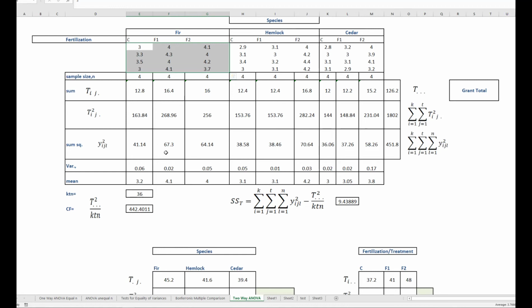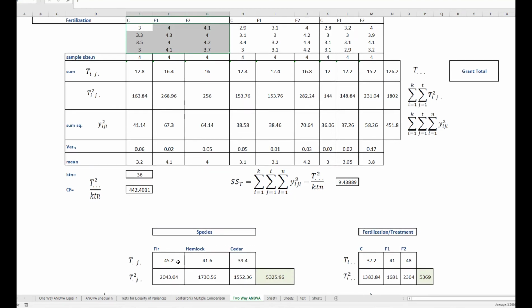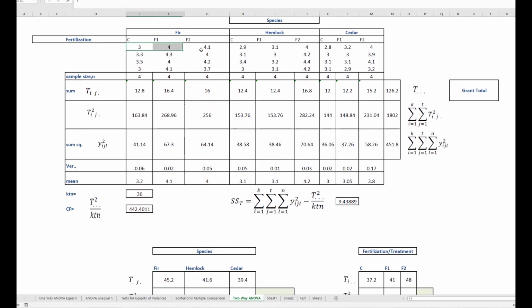So that means if you sum these 12 values, then you will see that you will get 45.2. Or you can just sum these and you will find that for fir, for hemlock, for cedar. So that means in your data, what's the sum for them? Hemlock, sum all these values. Cedar, sum all these values.